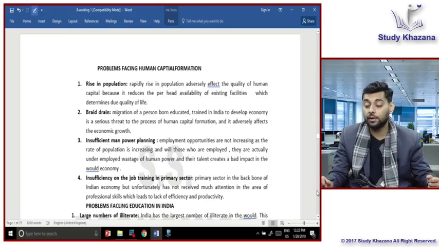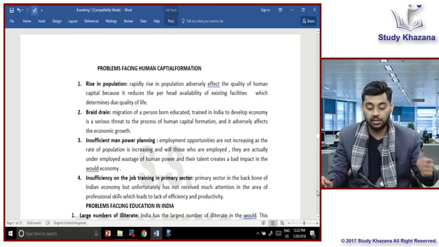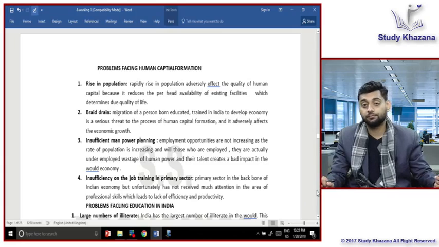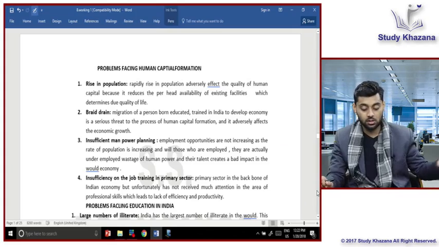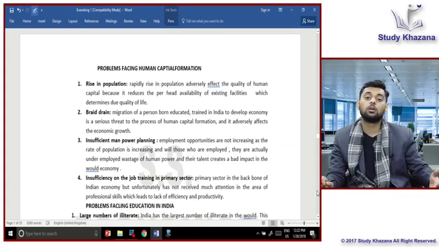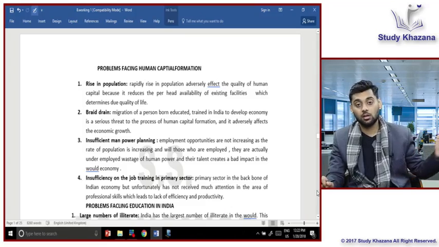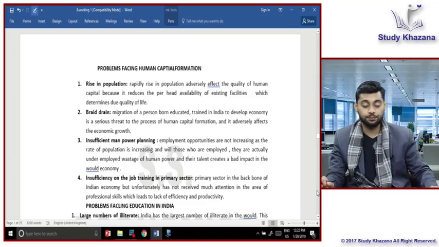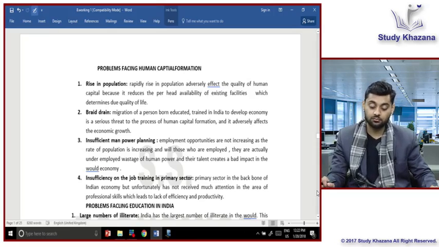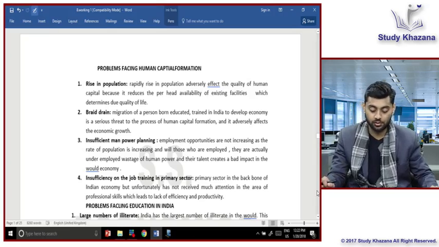Then similarly, brain drain. I recently discussed the concept of brain drain. When a person got education here and good health here, but now is leaving the country just to get good opportunities in some foreign economy, he is not delivering in our economy. It's not a good symbol at all as far as human capital formation is concerned.